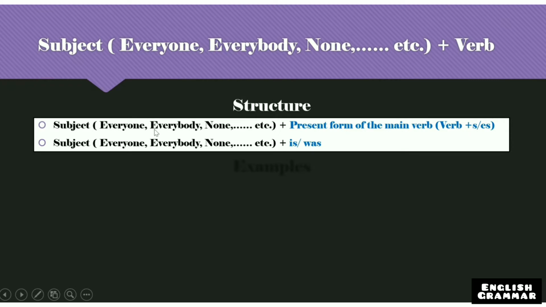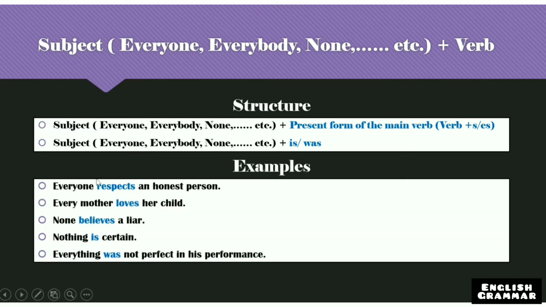If we find everyone, everybody, or none, nothing, or no one, nobody as a subject, we have to follow this pattern where we need to use s or es with the main verb if it is in present tense. If we are using a linking verb, we need to use is or was, but we cannot use are or were because these indicate singular.